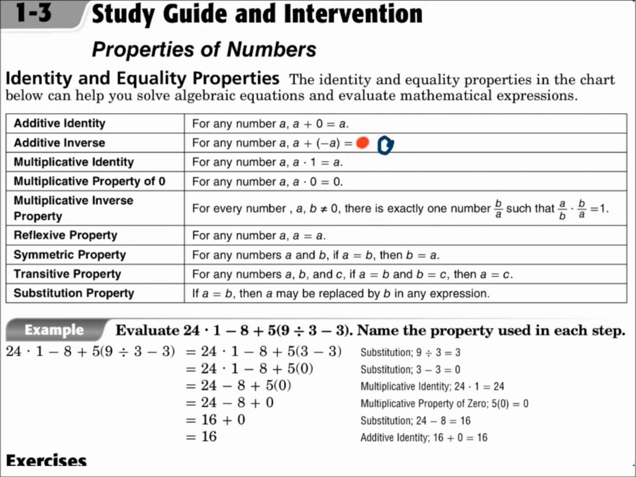Notice that reflexive, symmetric, and transitive begin with R, S, and T in that order. The reflexive property has one thing happening, a equals a. Symmetric has 2. If a equals b, then b equals a. And transitive has 3. If a equals b and b equals c, then a equals c. So R, S, T, 1, 2, 3. Remember it that way. And the substitution property: if a equals b, then a may be replaced by b in any expression.